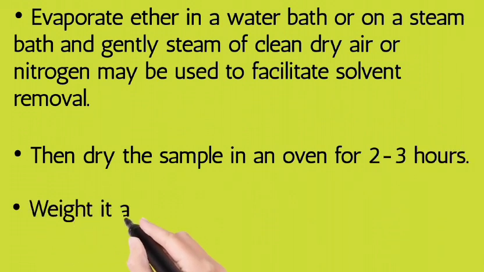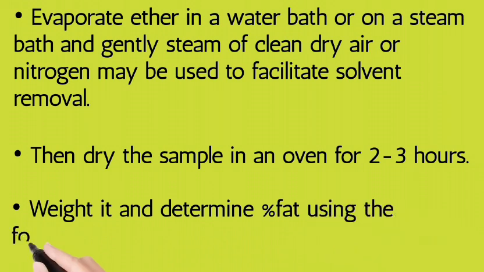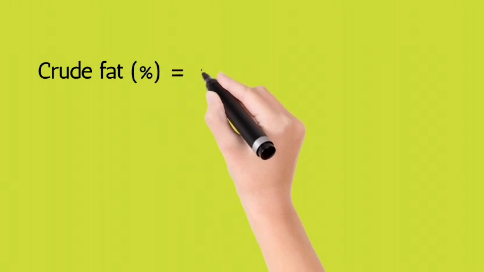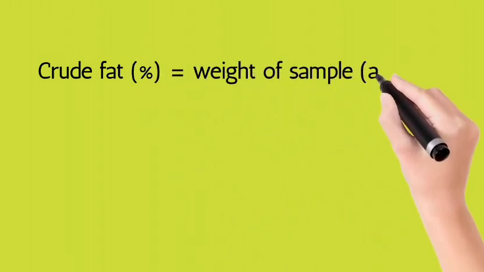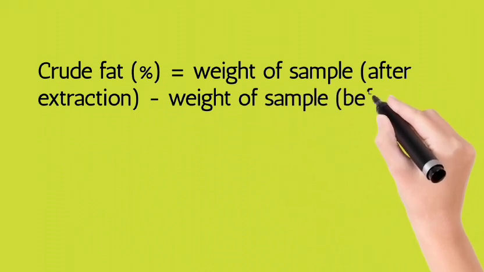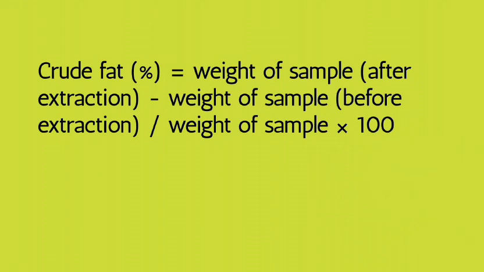Weigh it and determine the percent fat content using the formula: crude fat percent equals weight of sample before extraction minus weight of sample after extraction, divided by weight of sample, times 100.